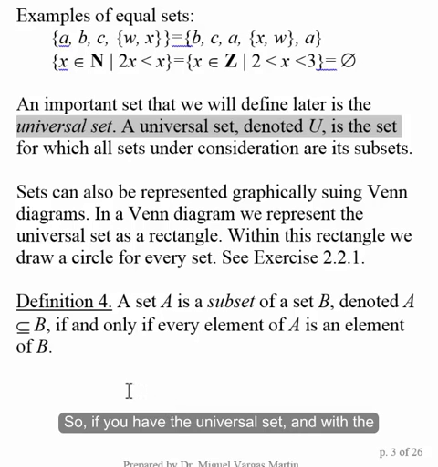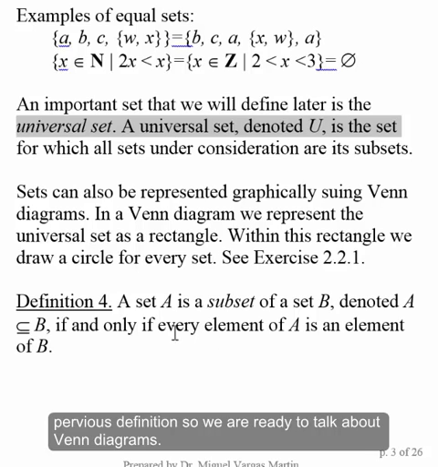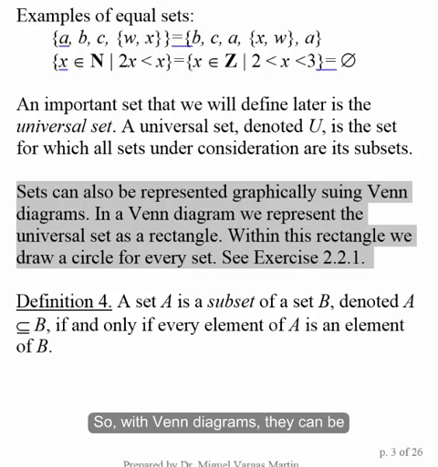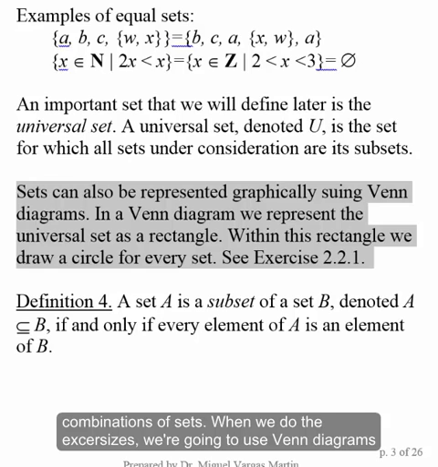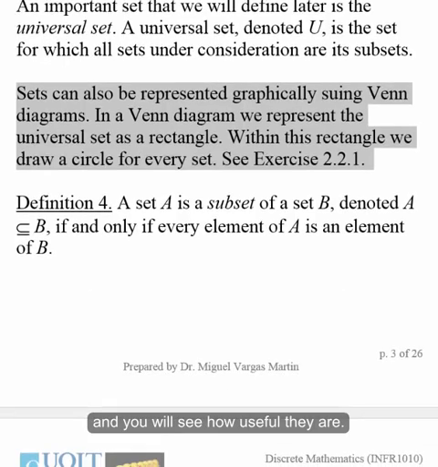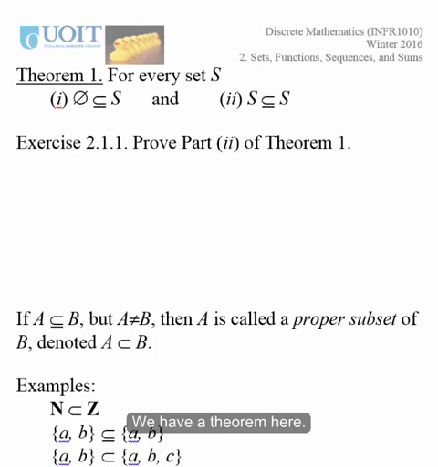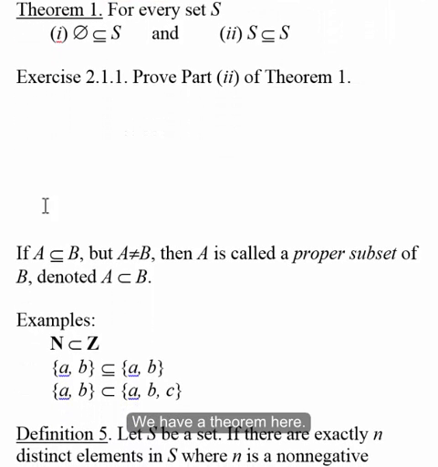So if you have the universal set, and with the previous definition, we are ready to talk about Venn diagrams. Venn diagrams can be very helpful to represent and visualize complex combinations of sets. When we do the exercises, we're going to use Venn diagrams, and you will see how useful they are. We have a theorem here.